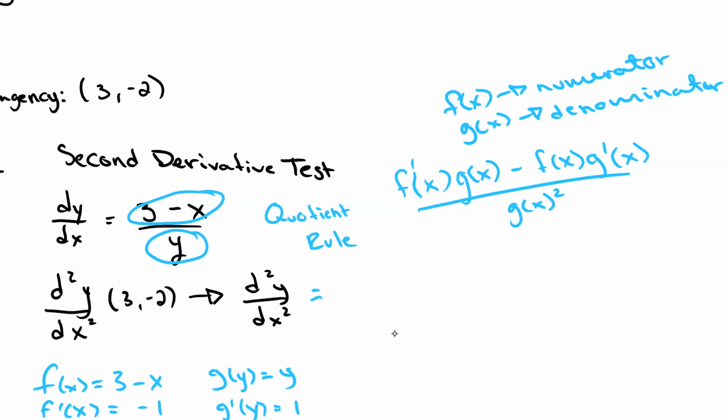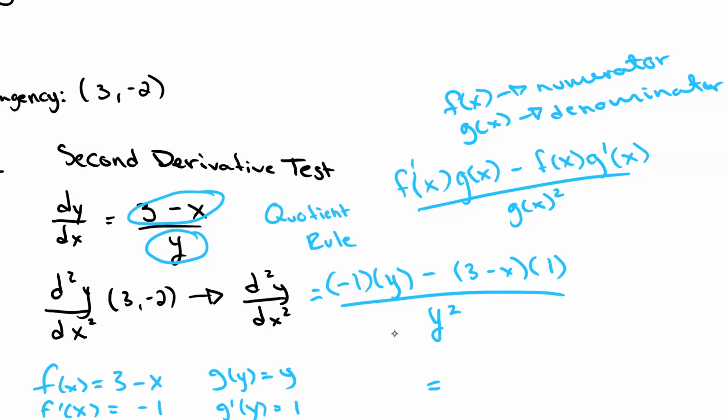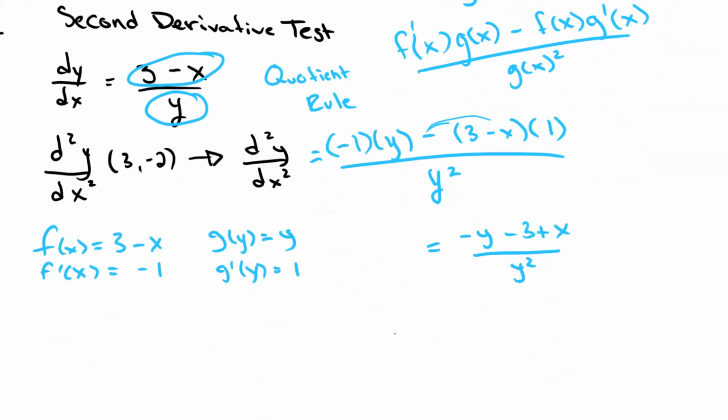I've got the derivative, negative 1, times g, which is y, minus my original function, 3 minus x, times the derivative of g, which is 1, divided by g squared, so y squared. So we got negative y, distribute our negative, right? All right, so that's our second derivative.